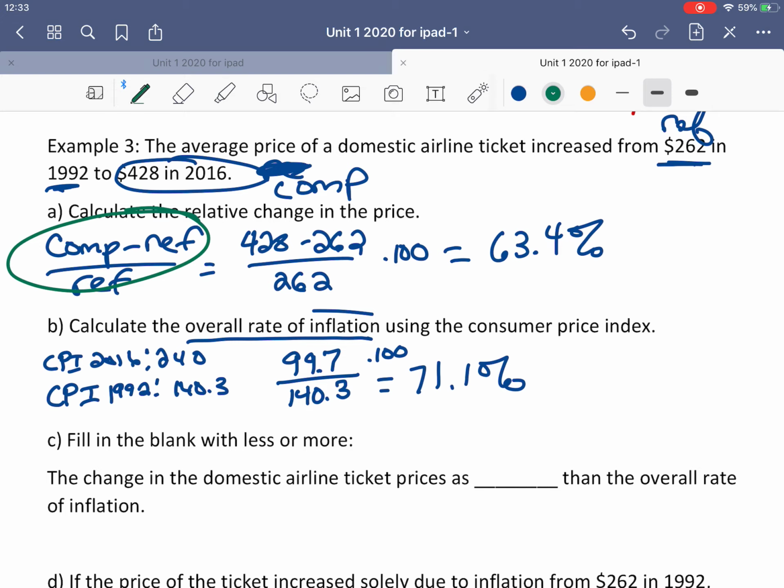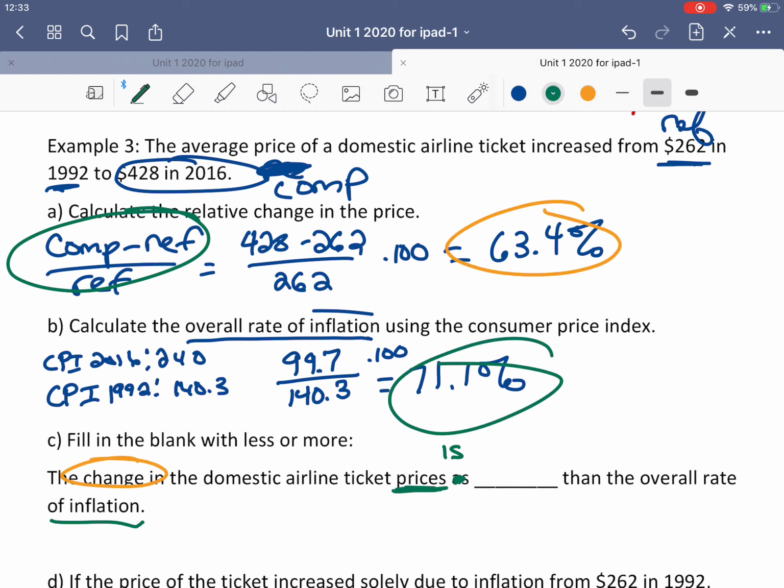Then we're going to use those values to answer this question. The change in the domestic airline ticket prices is blank than the overall rate of inflation. So notice I've changed both of these to percentages so that I can compare them. So what I'm asking about is how does this number compare to this number? And so we're going to fill in our blank with less or more. So I want you to think about that. Which one would you put? The change is actually less than the overall rate of inflation. As expensive as airline tickets seem, they've actually decreased.